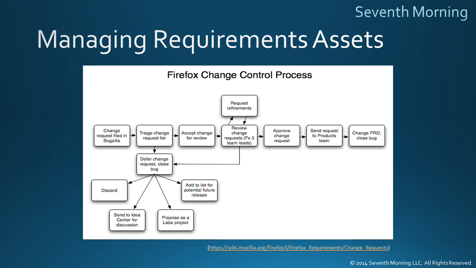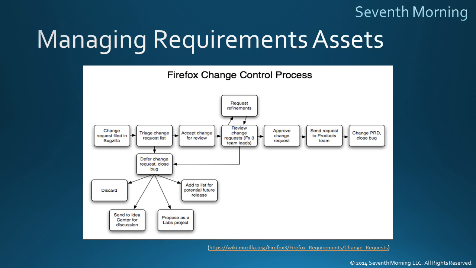I guess that box should actually be a diamond shape, but I'm not going to give them too much of a hard time. Change requests that are accepted go to the right, and unaccepted ones go down. Let's take the accepted change request first. Changes are accepted, then the requests are reviewed by the FX3 team leads, whoever they are.